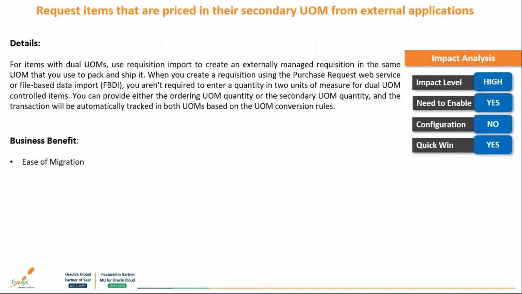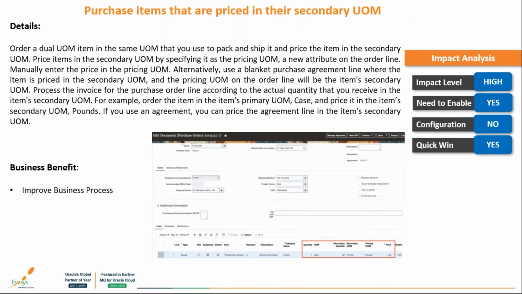The business benefit is ease of migration, impact level is high. Yes, of course, you need to enable this feature. There is no configuration, and of course, it's a quick win. The next feature is purchase item that are priced in their secondary UM.